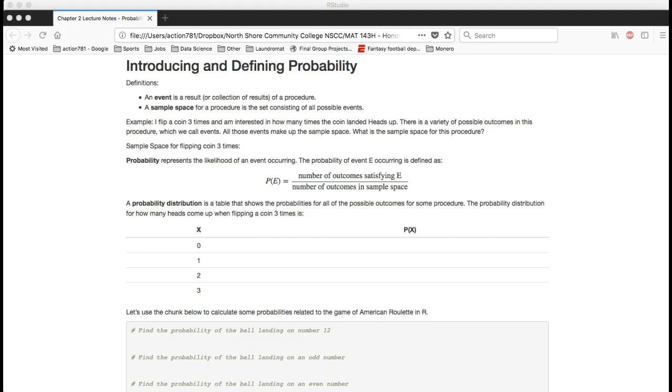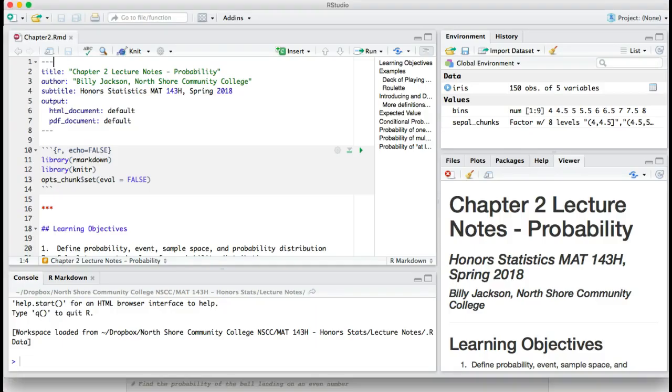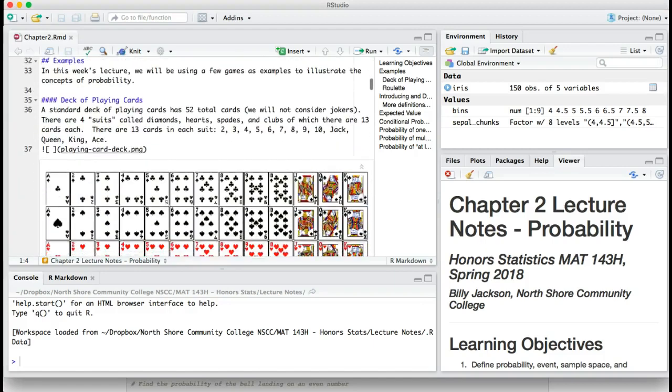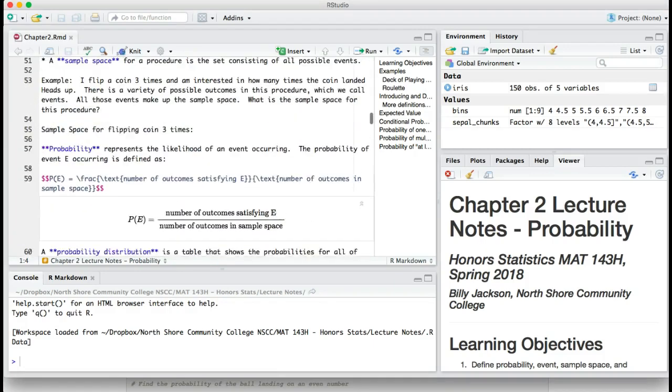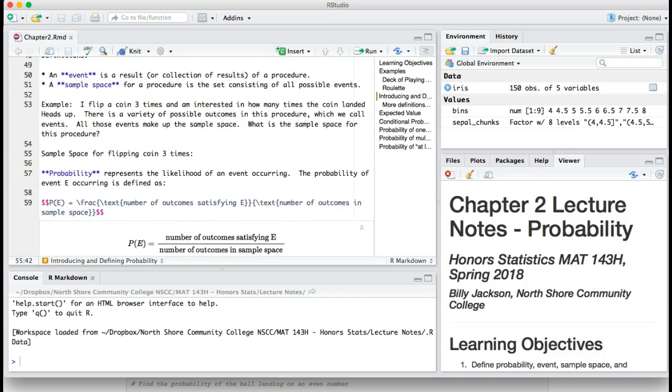There's a variety of possible outcomes in this procedure, which we call events. All those events make up the sample space. So what is the sample space for this procedure? So let's write down all the possible outcomes in this sample space in our R Markdown file. So I'm going to go down to line 55. So there are some ways to create a sample space. One nice way is called a tree diagram, which you can look up on your own.